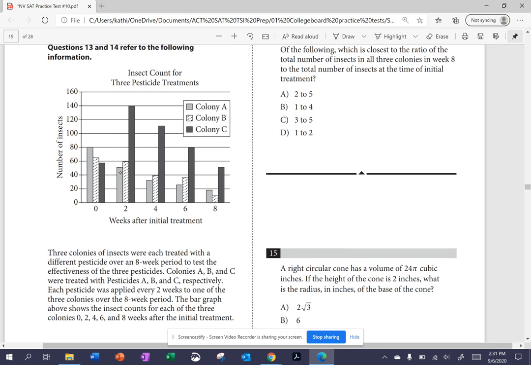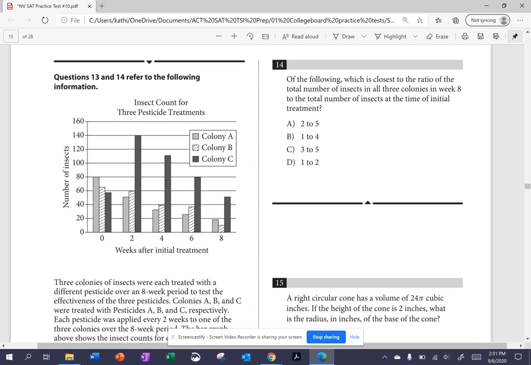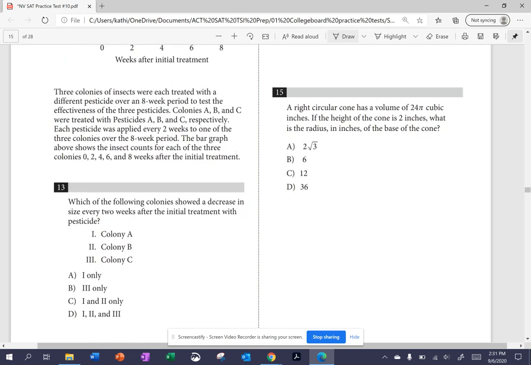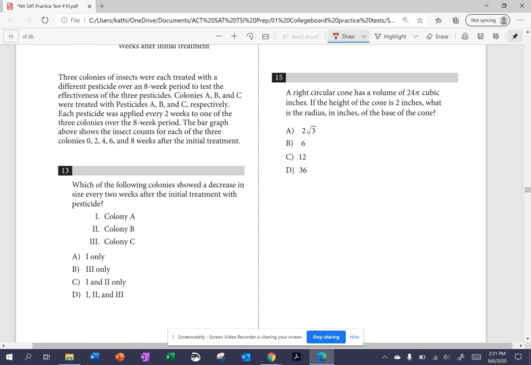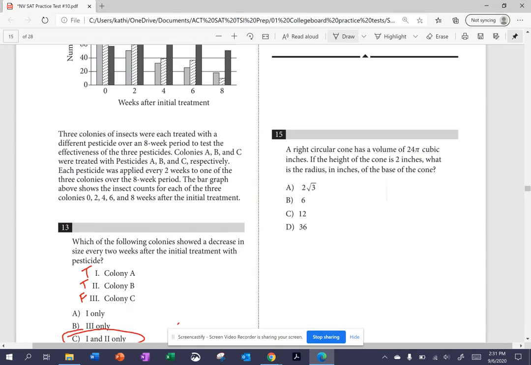So colony A is going down every single time. Colony number B is going down every single time. But colony C did not clearly go down. So A and B go down, but not C. Okay, so A and B went down, but not colony C. So 1 and 2 only. Next question.